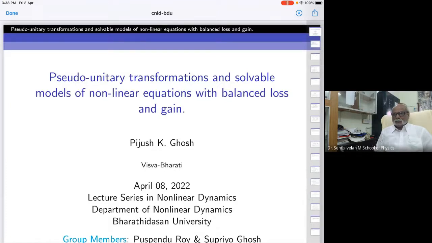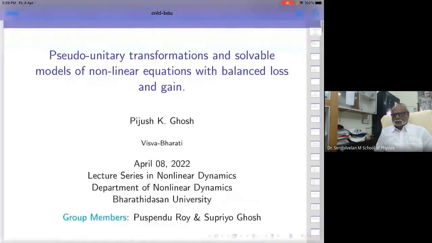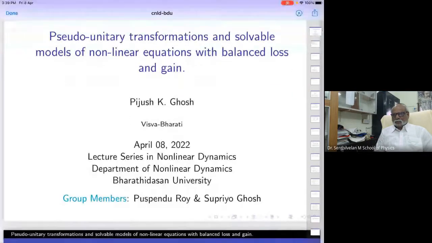Today I'll be talking about pseudo-unitary transformations and solvable models of nonlinear equations with loss and gain. This work is done in collaboration with my current PhD students, Pushpendu Roy and Supriya Ghosh. Some of the work I'll be summarizing in the introduction has also been done in collaboration with my earlier student, Devdeep Sinha.